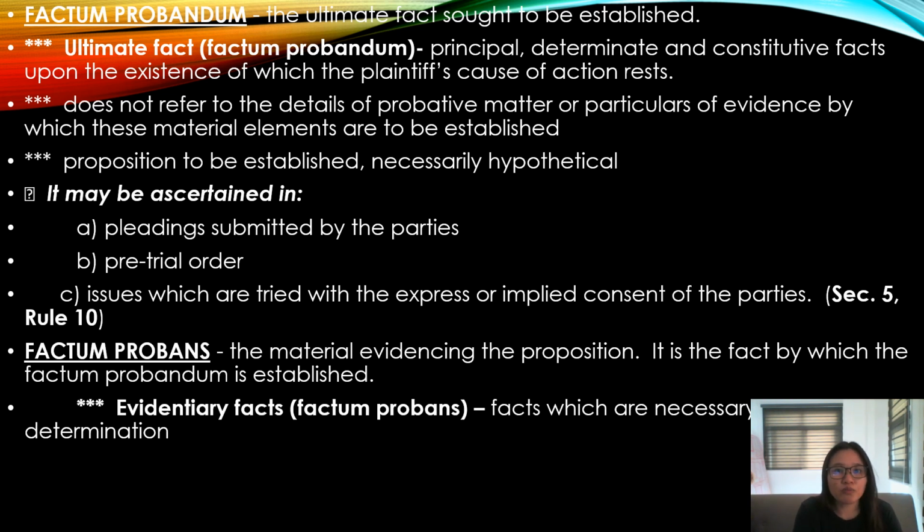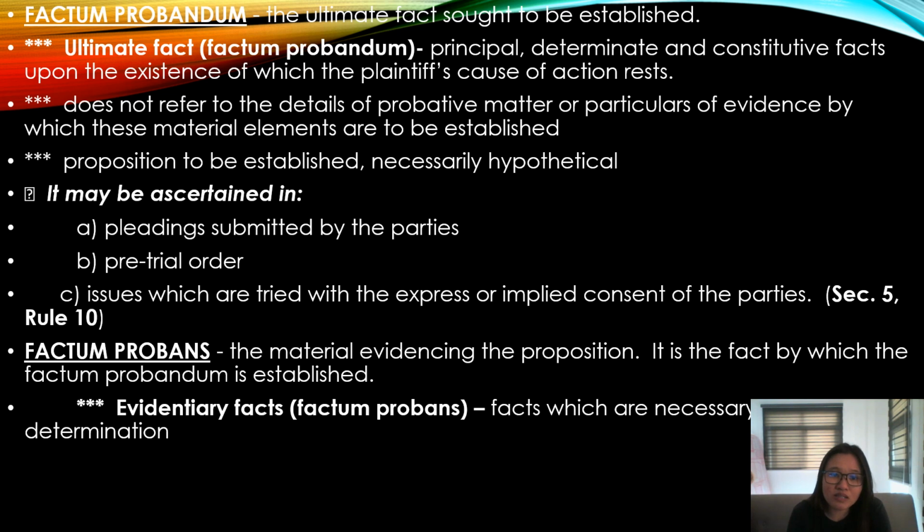Ultimate fact or factum probandum, principal determinative and constitutive facts upon the existence of which plaintiff's cause of action rests. Does not refer to the details of probative matter or particulars of evidence by which these material elements are to be established. Propositions to be established, necessarily hypothetical. It may be ascertained in pleadings submitted by the parties or pre-trial order, or issues which are tried with the express or implied consent of parties in Section 5 of Rule 10.